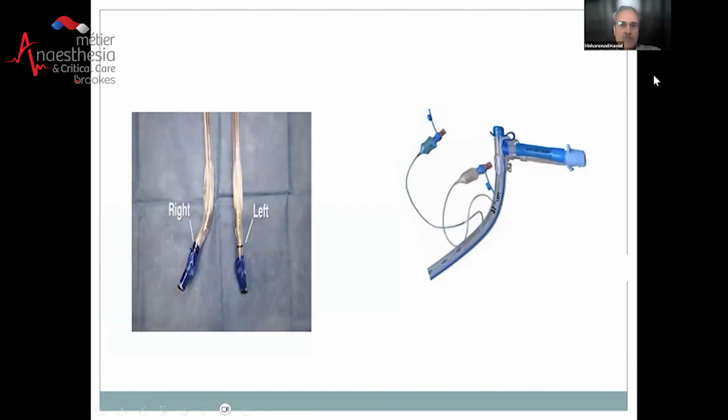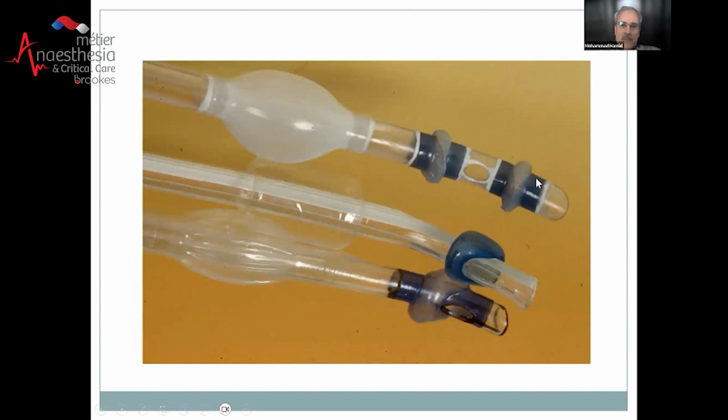So how are you going to find out which one is left and which one is right? The first thing is to look at this first curve. Hold the tube so that this curve is towards the ceiling, and look at the tip of the tube. If it's on the left side, it will be a left-sided double lumen tube. If it's on the right side, it will be a right-sided double lumen tube. The other finding would be a slot for right upper lobe bronchus ventilation in the right-sided double lumen tube, but it won't be there in the left-sided double lumen tube.